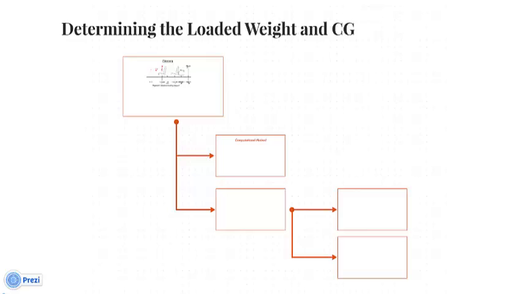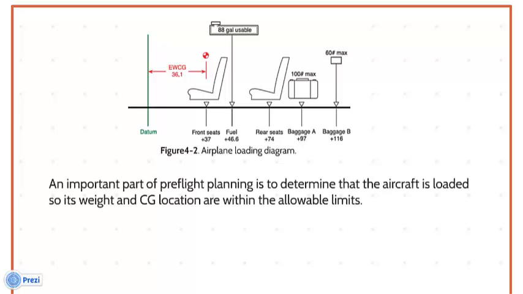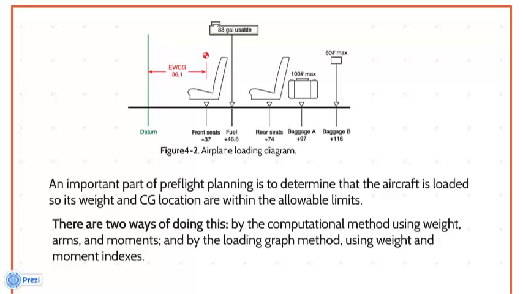Determining the loaded weight and CG. An important part of pre-flight planning is to determine that the aircraft is loaded so its weight and CG location are within the allowable limits. There are two ways of doing this: by the computational method using weight, arms, and moments, and by the loading graph method using weight and moment indexes.